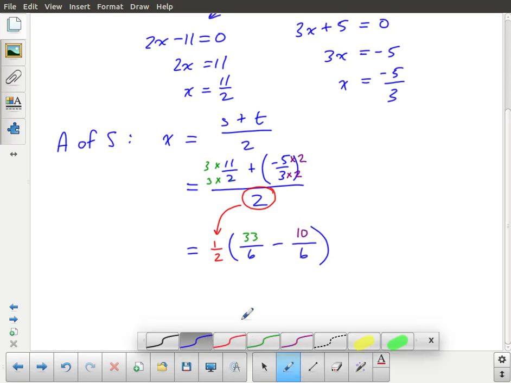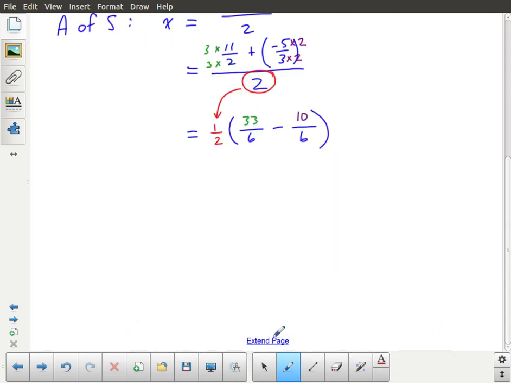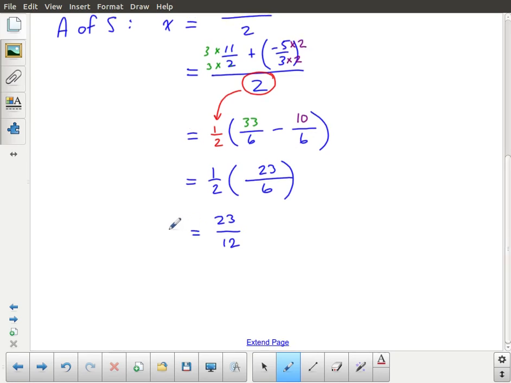And now that I've done that, I have a common denominator of 6. 33 minus 10 is equal to 23, and now 1/2 times 23 over 6 is 23 over 12. So I've got an answer here, but this answer is not our final answer.